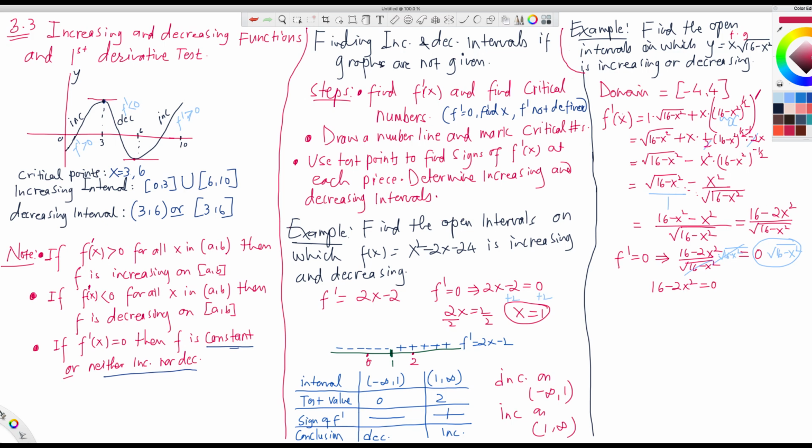Now add 2x square on both sides. What do you get? Plus 2x square, plus 2x square, implies 16 equals 2x square, right? Let's divide by 2. What do you get? This implies x square equals 8. So what is the value of x? You take the root on both sides. You get x equals plus and minus root 8.